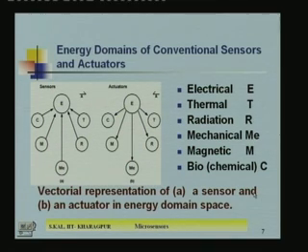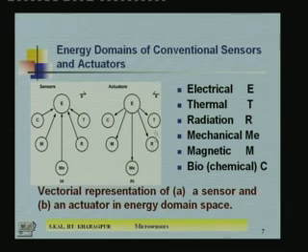Now, again, what are the different forms of energy the sensors and actuators deal with? They are mainly the electrical, thermal, radiation, mechanical, magnetic and biochemical energy. Now, the electrical here is denoted by the letter E, thermal is T and R is radiant energy, M is mechanical energy, M is also magnetic energy and C is biochemical energy. So, all this energy is at input and it is transformed into electrical energy, that is the job of the sensor.